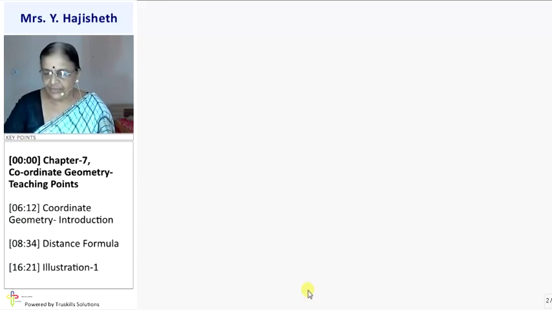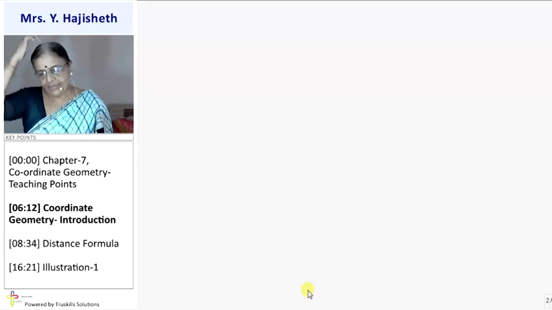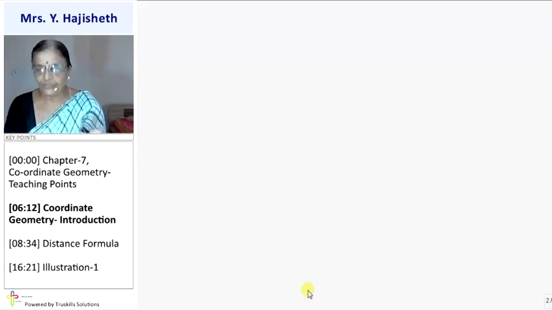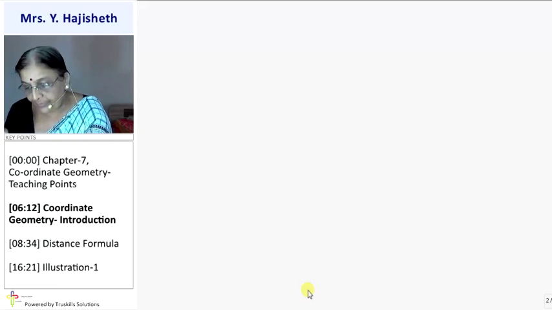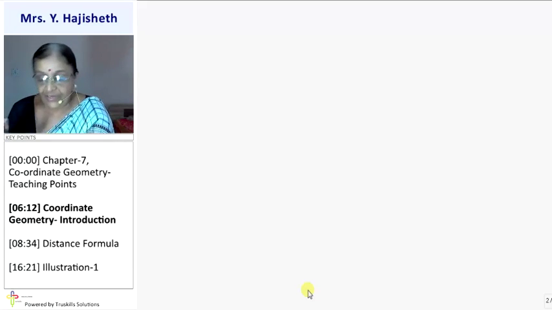Okay? Now see, in class 9th you have studied, do you remember what you have studied in 9th standard? You have studied to locate the position of a point in a plane. And for that we require a pair of coordinate axes. Clear? If you want to locate the position of any point in a plane, we require a pair of coordinate axes.